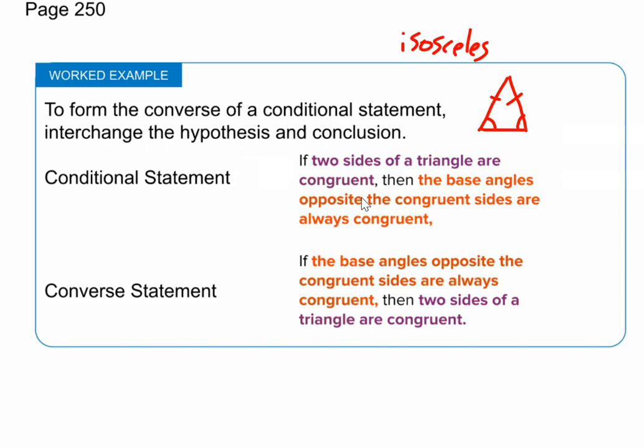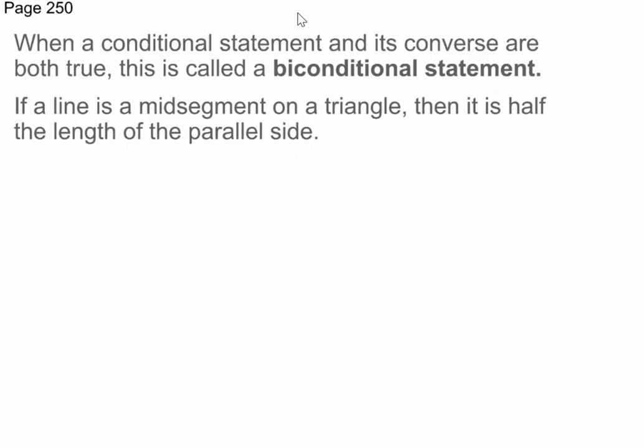I'm switching my if and then to make my converse. Then I would say, if the base angles opposite the congruent sides are congruent, so I'm starting with the congruent angles, then the two sides of the triangle are congruent. So in this case, both these things are true. And when both statements are true, then I would say the biconditional statement is true.